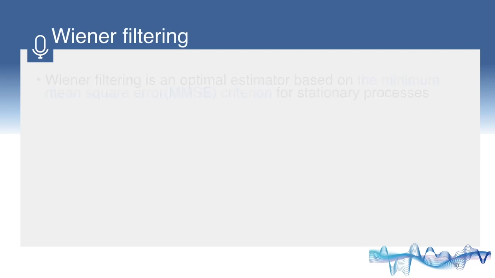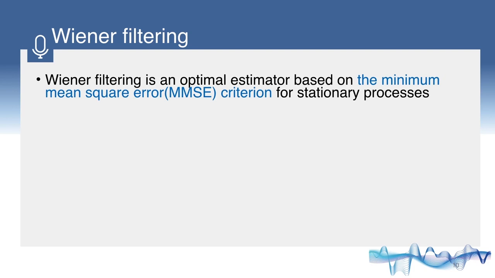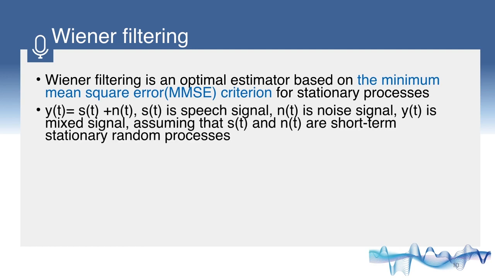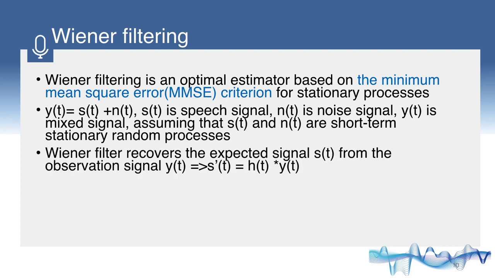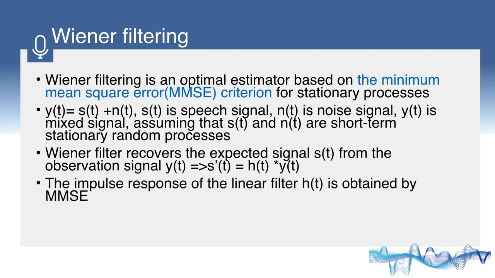Wiener filtering is an optimal estimator based on the minimum mean square error, MMSE, criterion for stationary processes. It also assumes that the noisy signal is the mixed result of the speech signal with an additive noise signal. Speech signal and noise signal are both short-term stationary random processes. The Wiener filter recovers the expected signal from the observation signal, which is convolved with the impulse response of a linear filter obtained by MMSE.